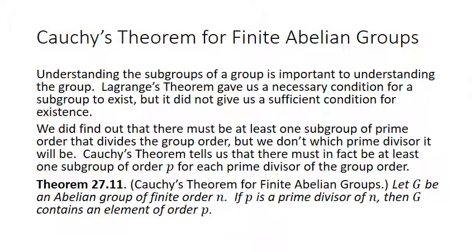So theorem 27.11, let's just read it. Cauchy's theorem for finite abelian groups. Let G be an abelian group of finite order n. If P is a prime divisor of n, then G contains an element of order P. And so, of course, if G contains an element of order P, then there will also be a subgroup of order P that will be generated by that element.